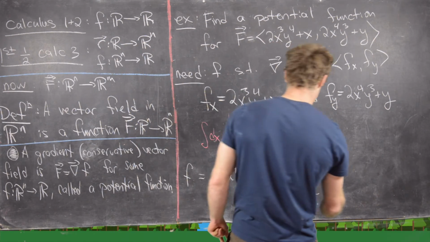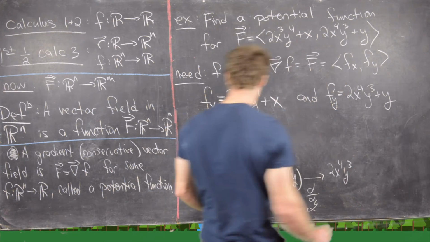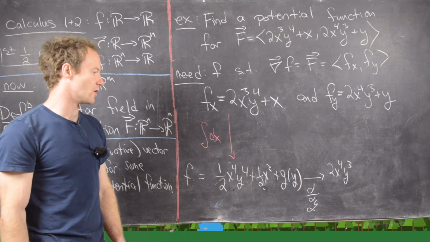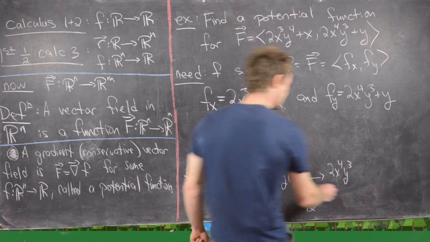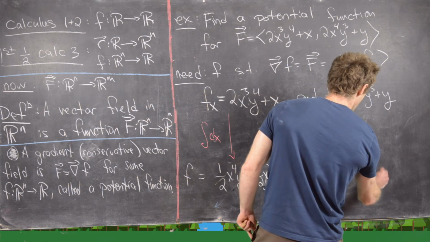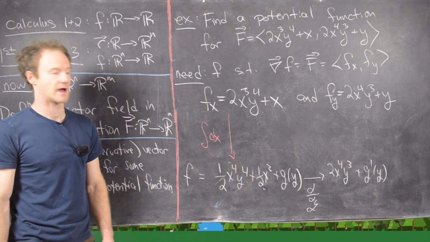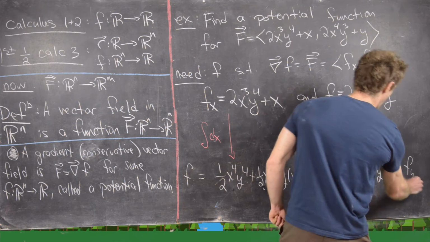Notice that's going to give us 2x to the fourth y cubed for this first term. That's going to give us 0 for this second term, because that's just a function of x. And then that's going to give us g prime of y for our third term. Okay? So now this should be equal to f sub y.